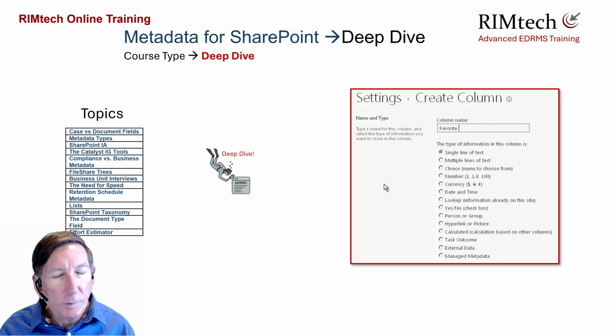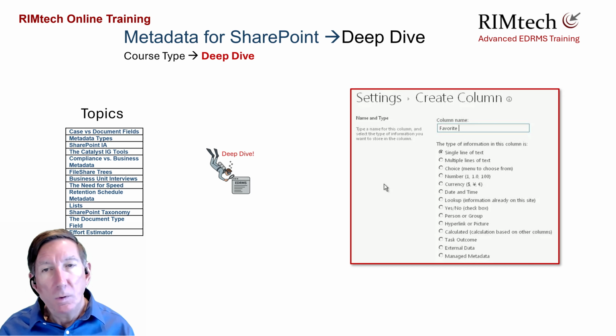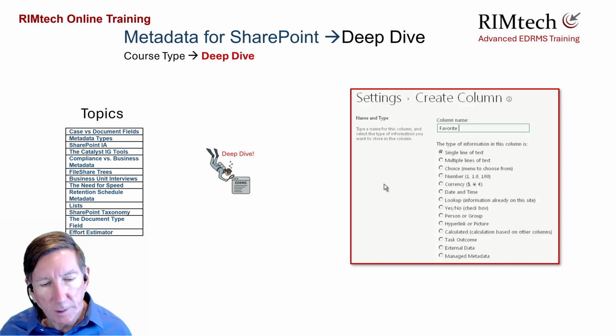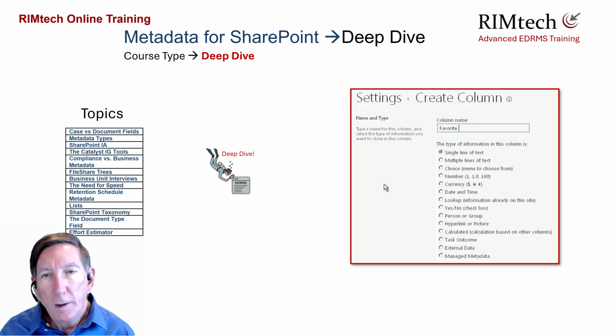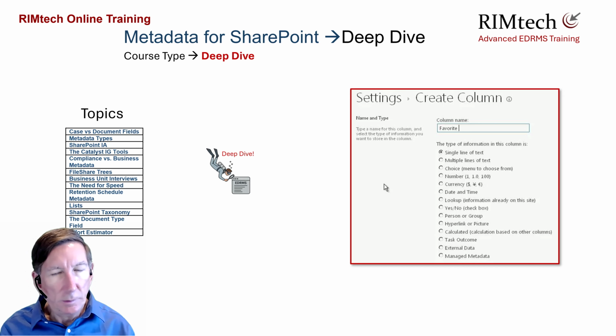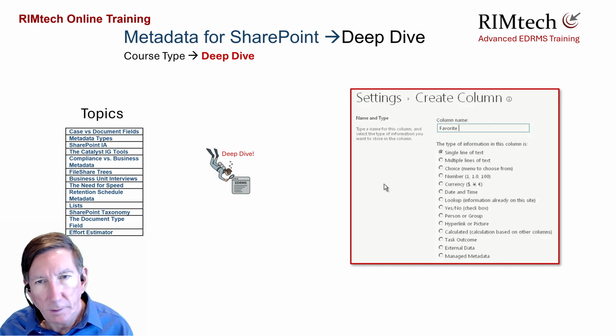The deployment, once they're defined, can take you a year and hundreds of thousands of dollars. We're going to talk about Catalyst information governance tools to shrink that into potentially days, okay? Certainly a lot less than years. We'll also talk about file share and how to go from a file share to SharePoint. What does that transition look like and feel like? How do we get there? We'll talk about the need for speed.